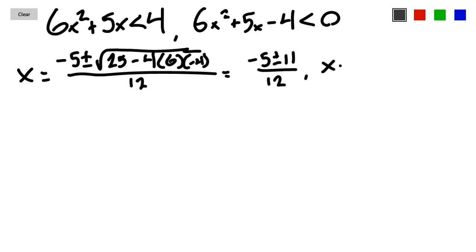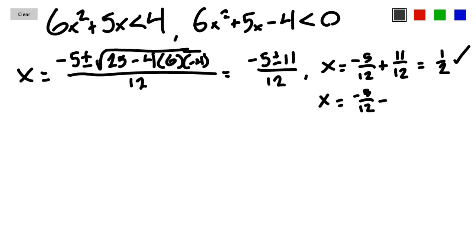So my two zeros that I'm working with are negative 5 over 12 plus 11 over 12, and this is just going to give me 1/2. And then I also have x is equal to negative 5 over 12 minus 11 over 12. So negative 5 minus 11 is going to give me a minus 16, and minus 16 over 12 is a minus 4 over 3. So we have fractions for our answers. Don't let it throw you off. We're still going to do the same procedure.